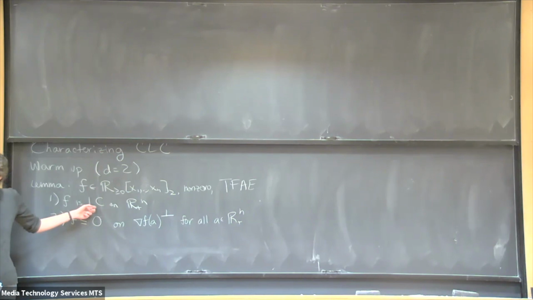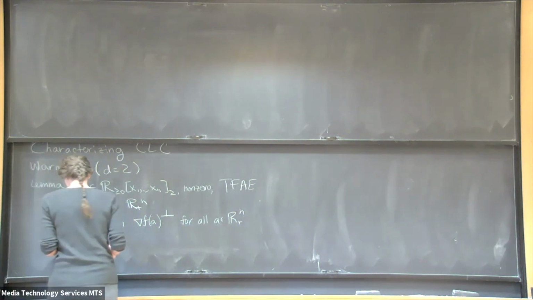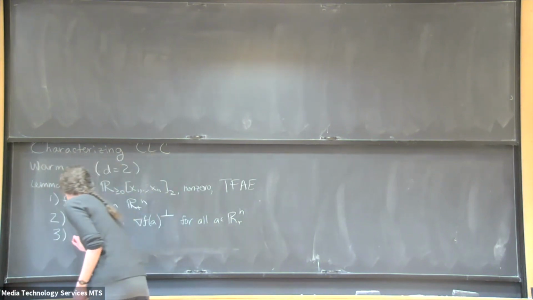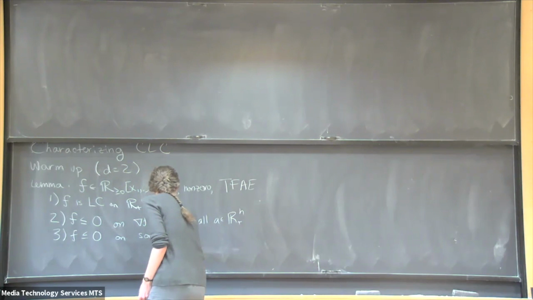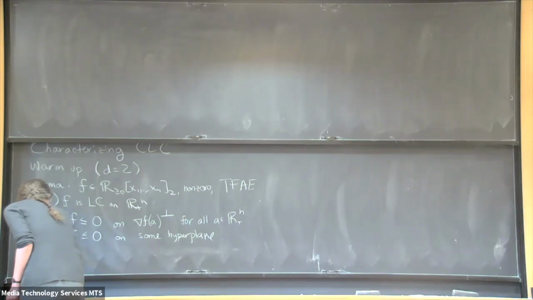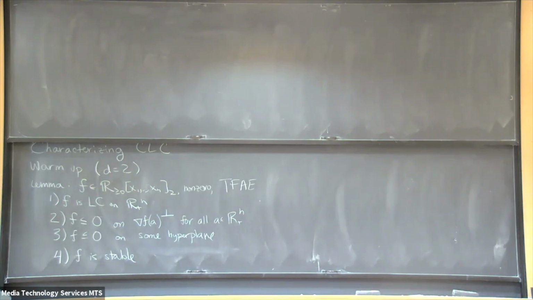I need it to be log-concave on the positive orthant. Oh, okay, the second is equivalent to the first. Yes. So in fact, it's enough to show that F is non-positive on some hyperplane, and that's the same as F being stable. So it turns out that at degree 2, log-concavity, complete log-concavity and stability are all the same.